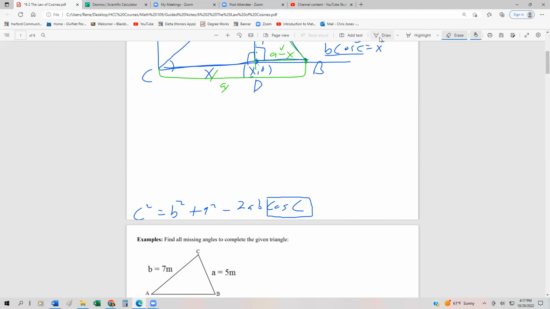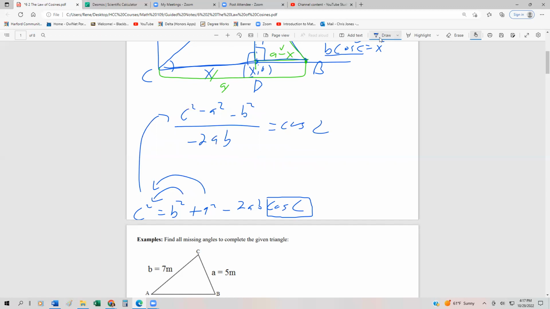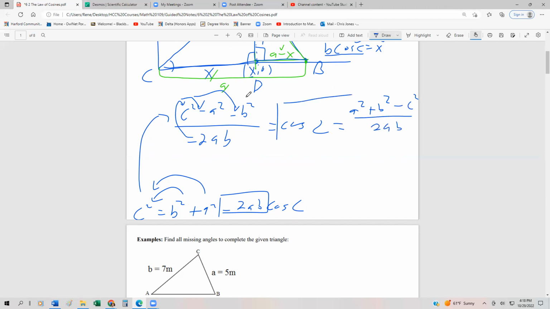So we have that c squared minus a squared minus b squared, divided by negative 2ab, is equal to cos of c. What I did was subtract a squared and b squared, and then divide by this coefficient to isolate cos of c. Now, if I divide by a negative, I can just switch all the signs in the numerator. And so ultimately, that becomes a squared plus b squared minus c squared divided by 2ab equals the cosine of c.